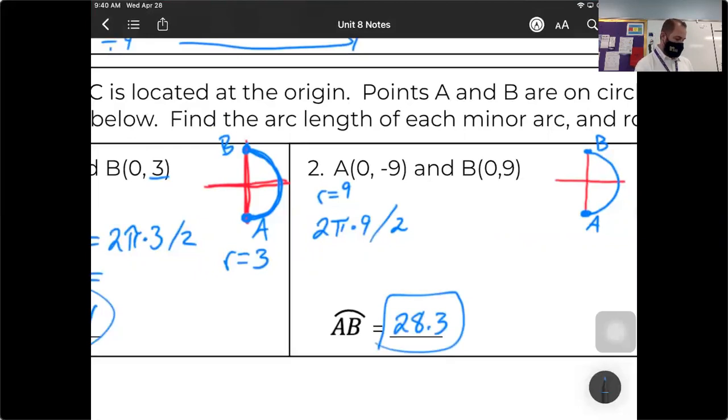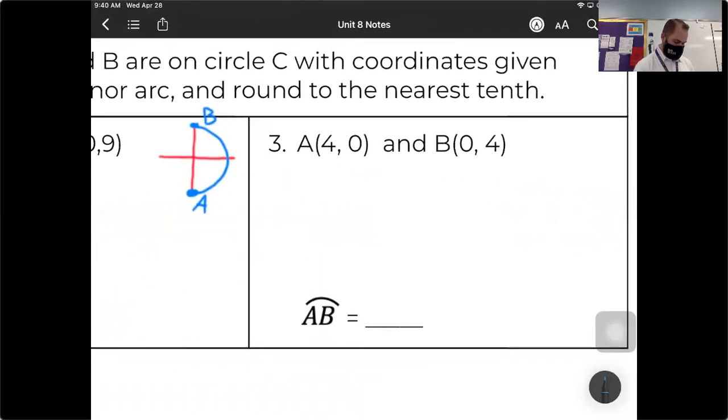Okay, one more example here. Same idea, make our mini graph. A, is it 4, 0, up, down, left, or right? To the right. 4, 0 is to the right. B, 0, 4, up, down, left, or right? Up, there's B. So this is only a fourth of the circle.